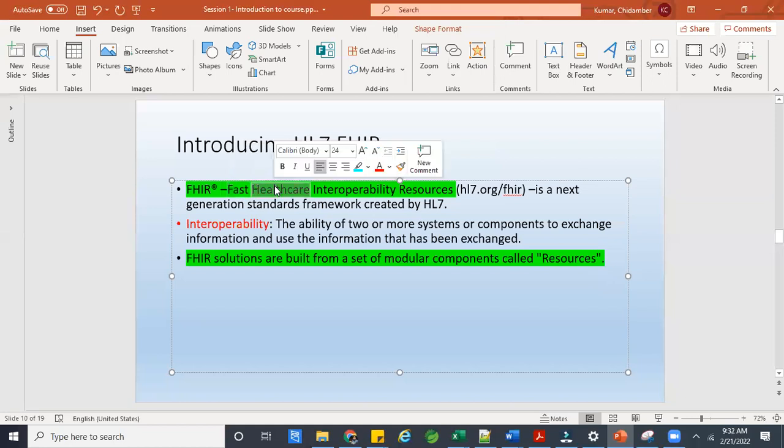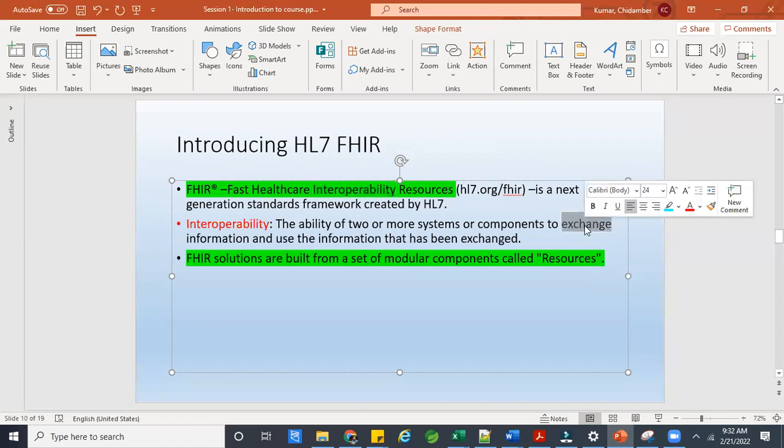And the second part is healthcare, because it is relevant in terms of healthcare. That's why this particular term is there. There are two other terms, interoperability and resources. First, understand what interoperability is. If we go with the formal definition, it is the ability of two or more systems or components to exchange information and use the information that has been exchanged. So there are again two components here: one is exchanging information and then the use of that information.